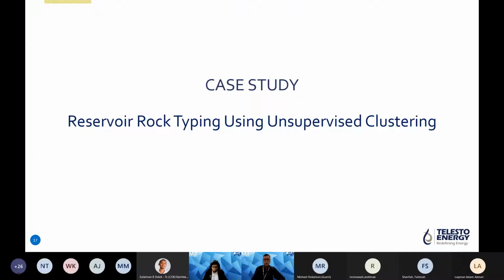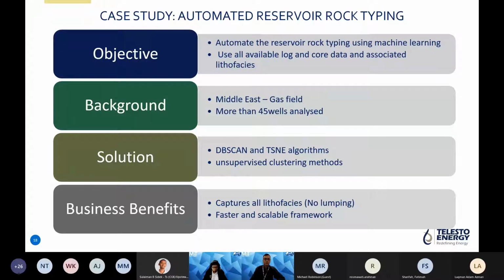The next one is a case study on how we can automate reservoir typing using unsupervised clustering techniques. This case study is what we call automated reservoir rock typing. The objective is to automate the rock typing approach using machine learning. Here we have used all the available logs and core data that could be associated with the lithofacies. Rock typing is essentially lithofacies, and lithofacies you extrapolate to the rock properties.